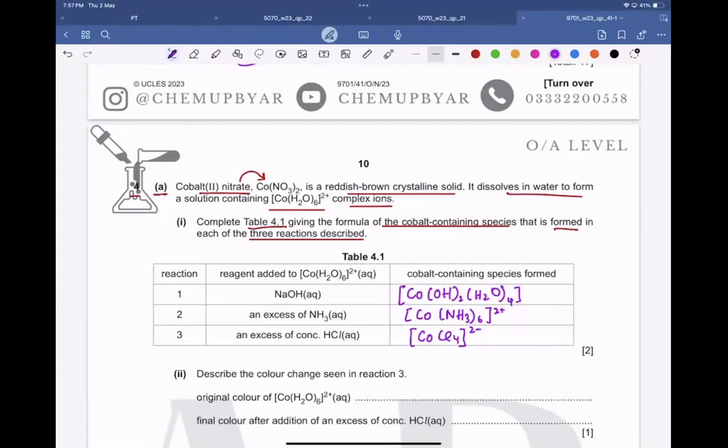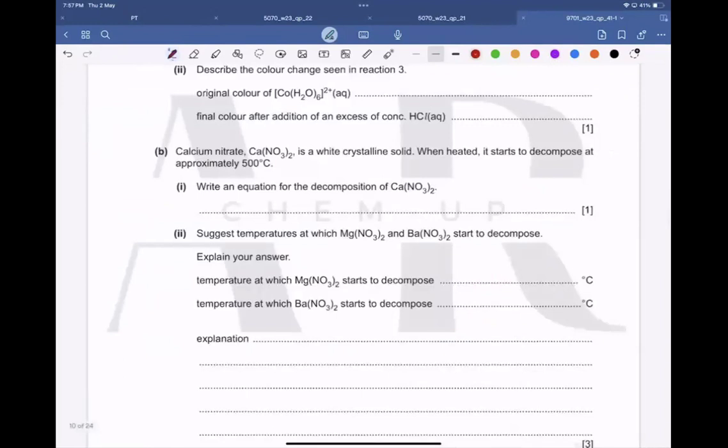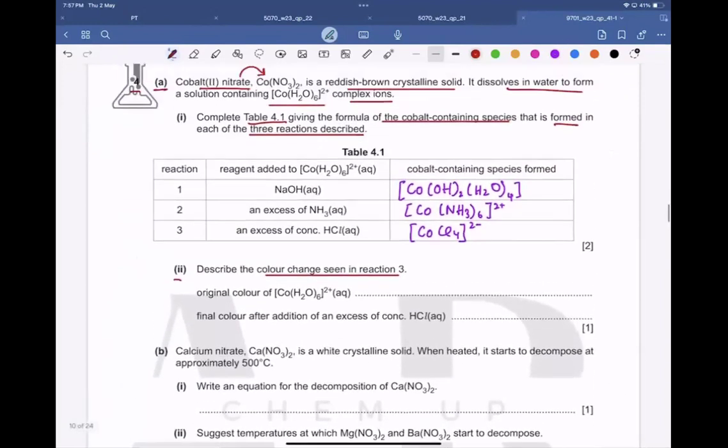Okay, now part 2. Describe the color changes seen in reaction 3. In reaction 3, the original color of cobalt, you recall, is pink. And the final color after addition of an excess of concentrated hydrochloric acid, the color changes to blue.